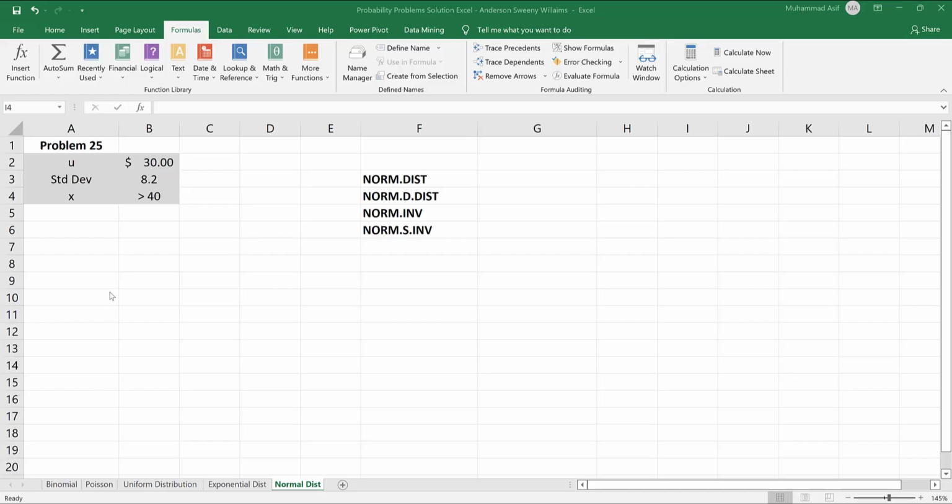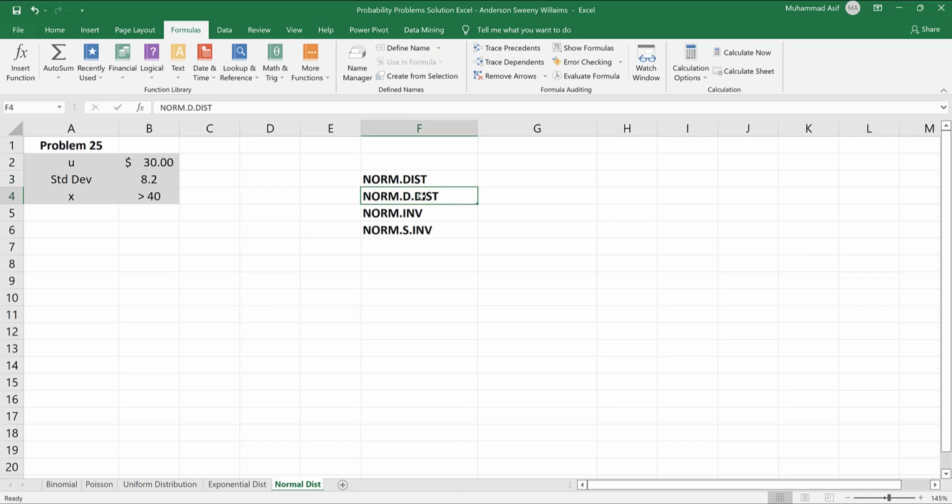In Microsoft Excel, these four options are available to deal with standard normal distribution problems. One is NORM.DIST, that's called normal distribution. This option is usually used when we have all the things available, when mean is available, the value of x is available, and standard deviation is also available. Then we use this option.